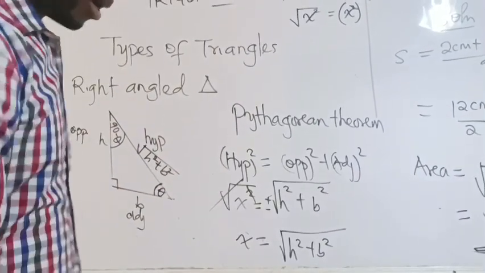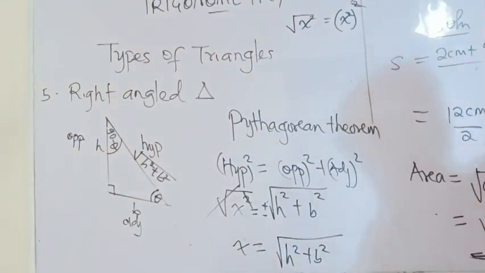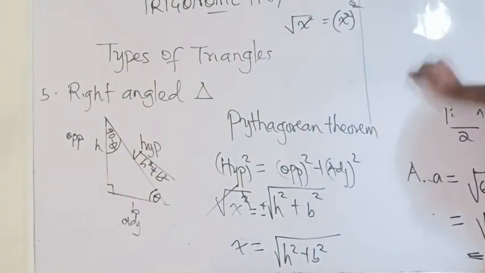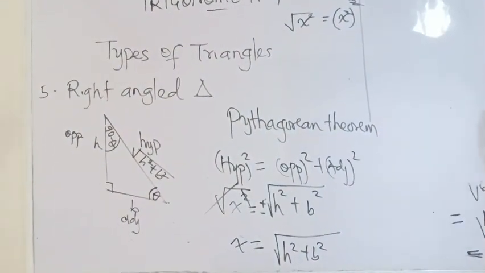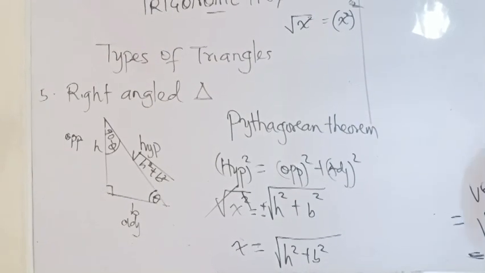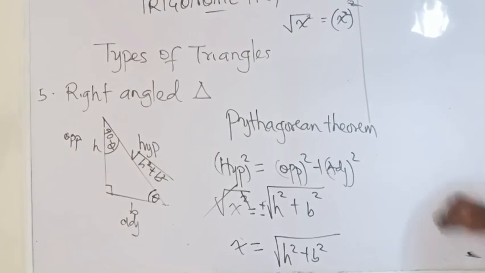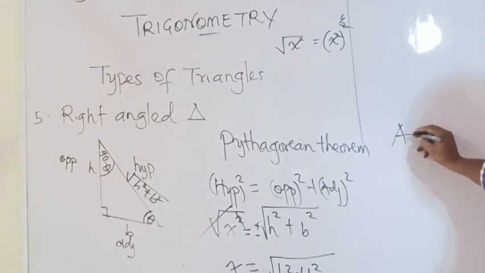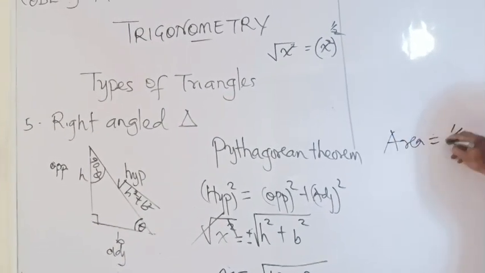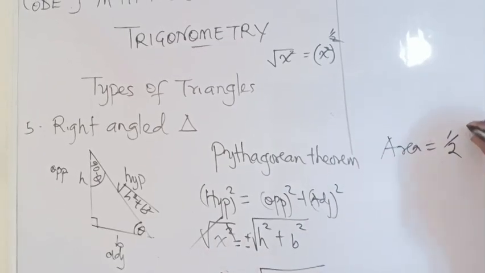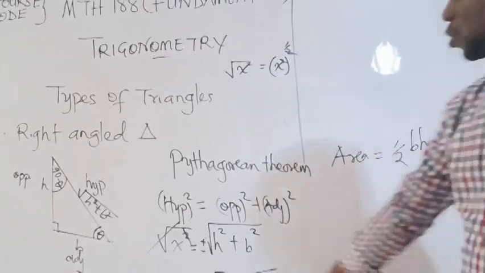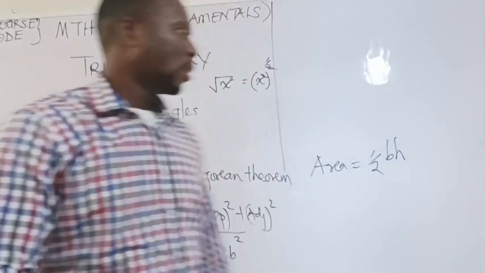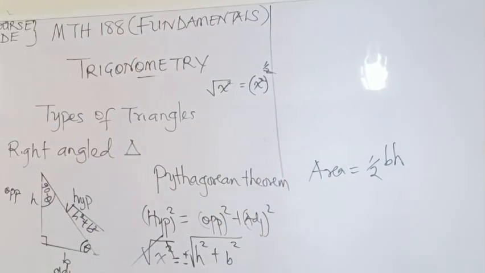And the area of this triangle, you are free to imagine, is simply half the base times the height. So we leave this part out. This is really what the area is.